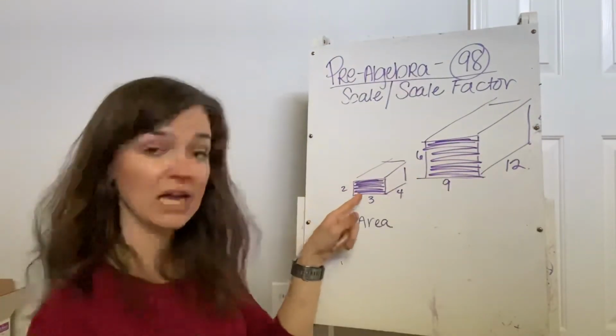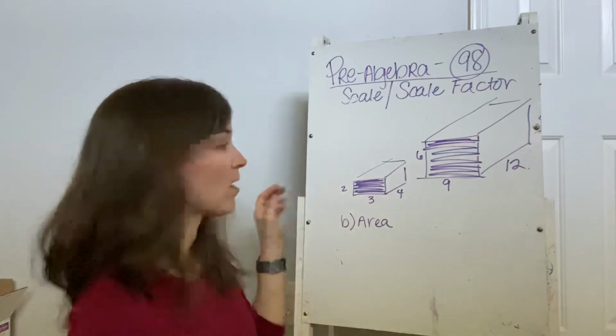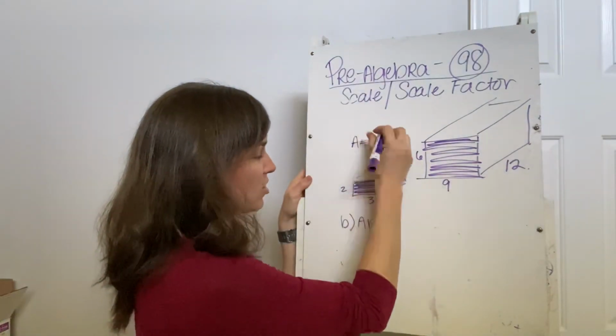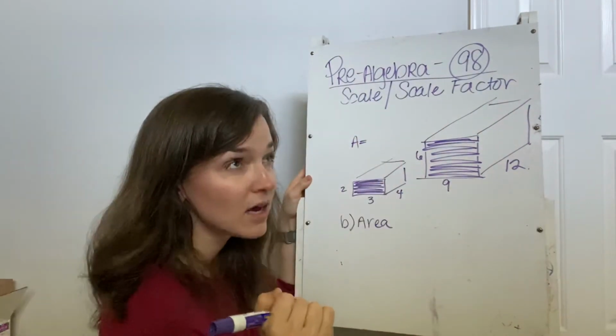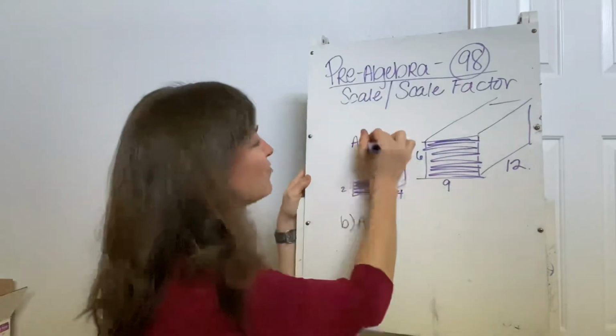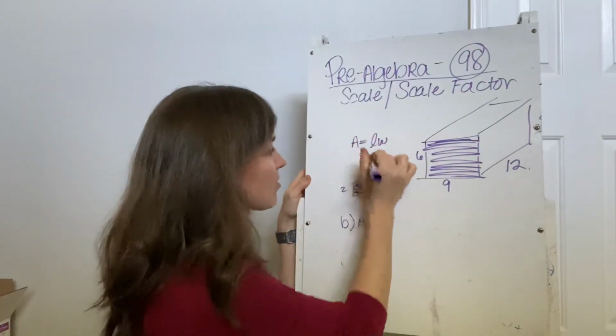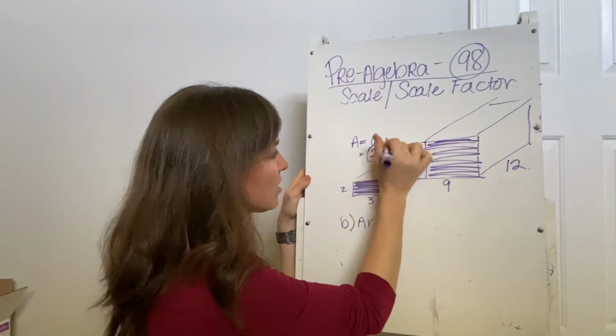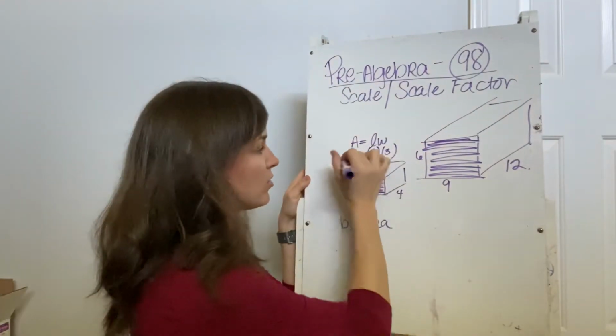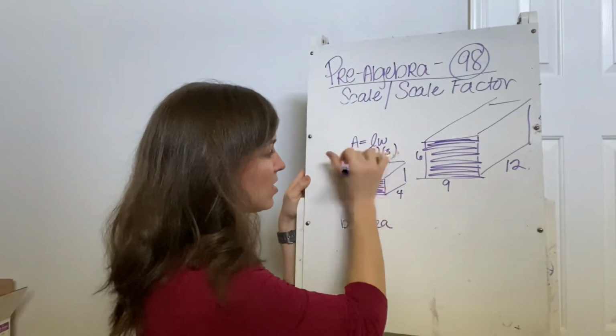So the area of that gives me a rectangle, right? So area of a rectangle is always, what is it? Oh, I know all of you said it. Length times width. Yep, good. Length times width. So that's going to be 2 times 3, which would actually give me 6. So the area here is 6.